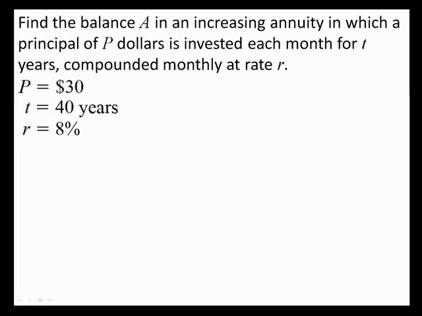Find the balance A in an increasing annuity in which a principal of P dollars is invested each month for T years compounded monthly at rate R. P is equal to $30, T is equal to 40 years, and R is equal to 8%.